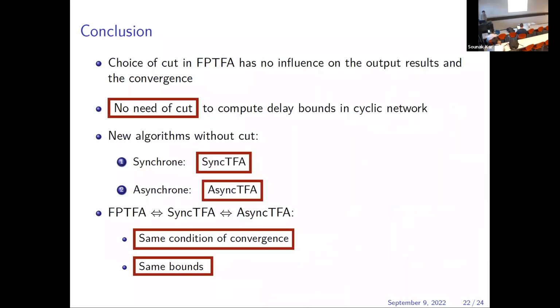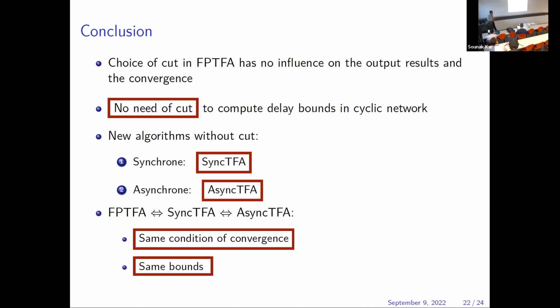So to conclude, we see that the choice of cut in FPTFA has no influence on the output result of the convergence. Whatever the cut we consider, they have all the same results. We see also that we can introduce new algorithms that don't need a cut to compute delay bounds in cyclic networks.